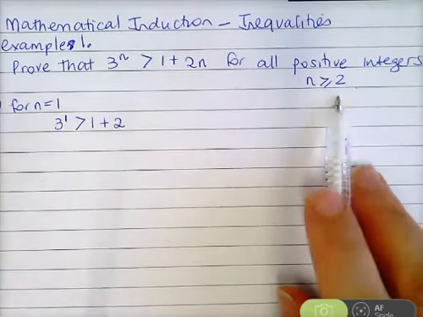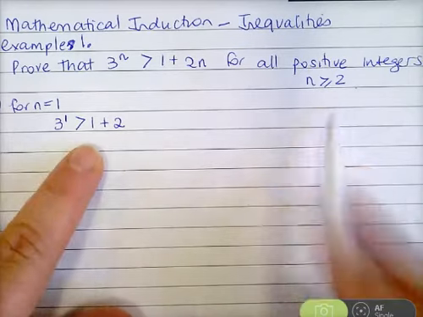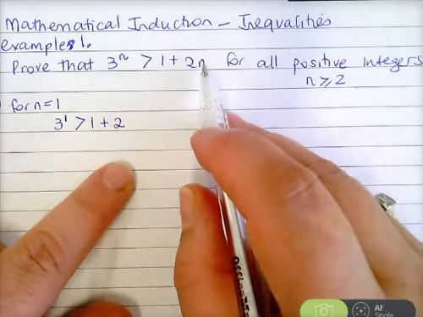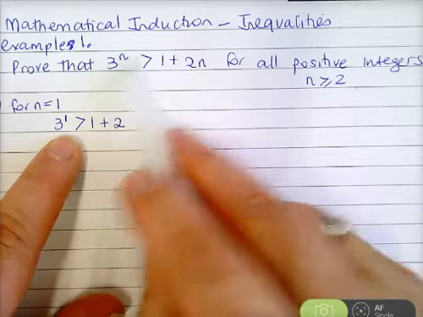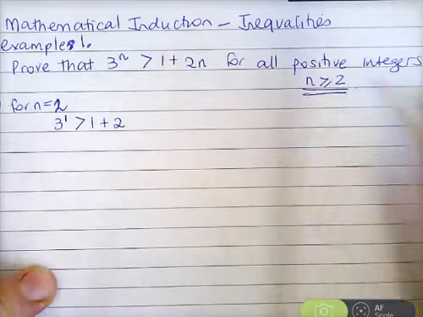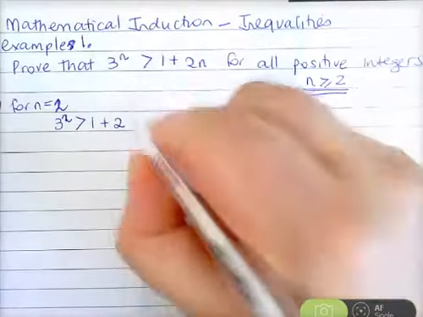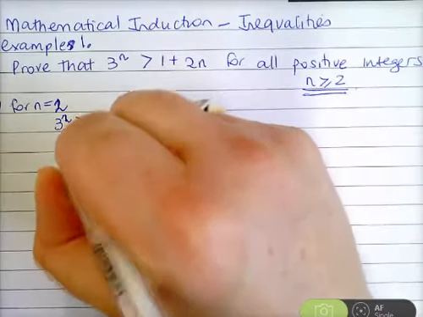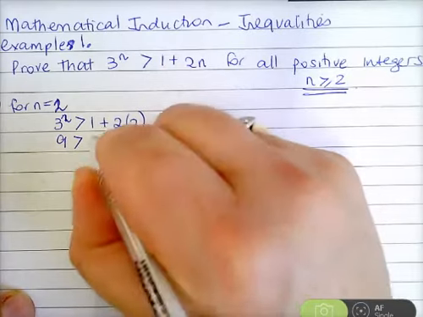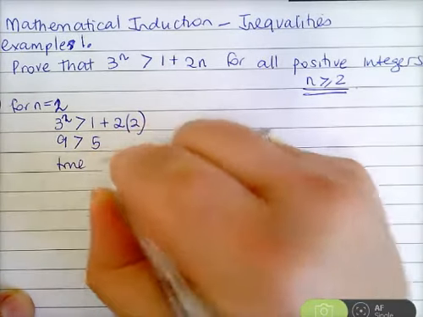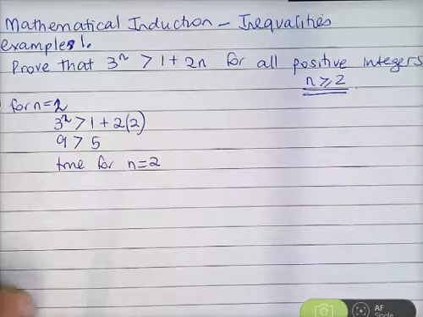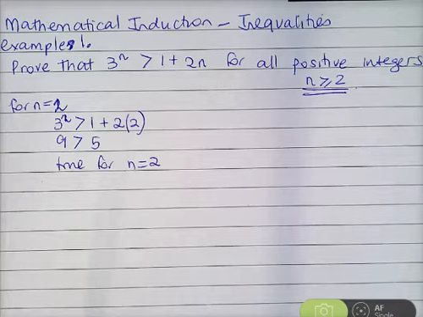Oh, sorry, girls. It's not for n is 1. What do we start with? N is 2. You notice that it actually doesn't work for n is 1? For n is 1, you get 3 is greater than 3. That's not true. So for all positive integers n greater than or equal to 2, we start with n is 2: 3 squared is greater than 1 plus 2 squared. So 9 is greater than 1 plus 4, which is 5. That's true for n equals 2. So just be careful, girls, that you're starting on the correct integer. So that's step 1.